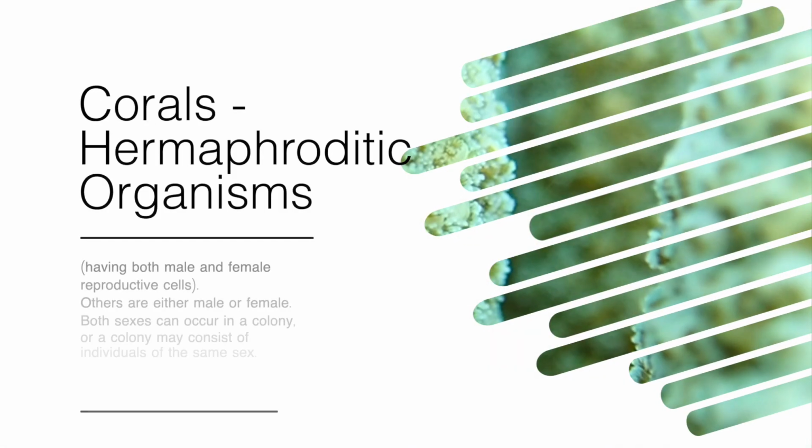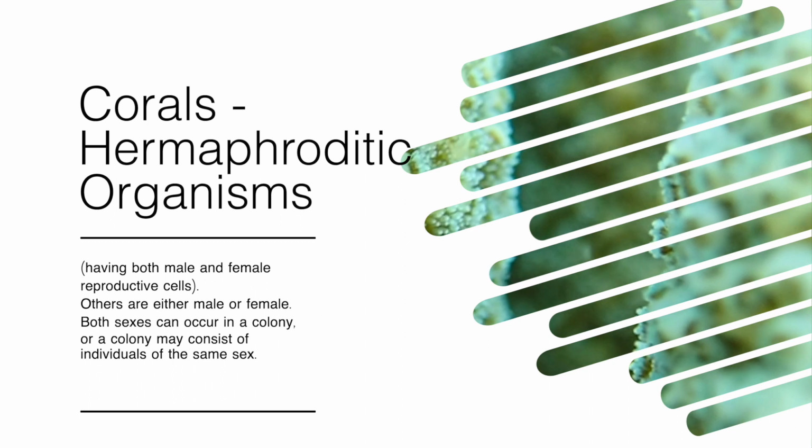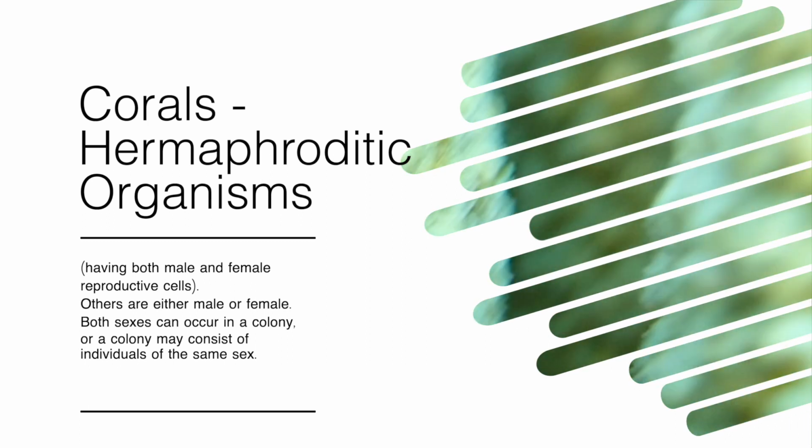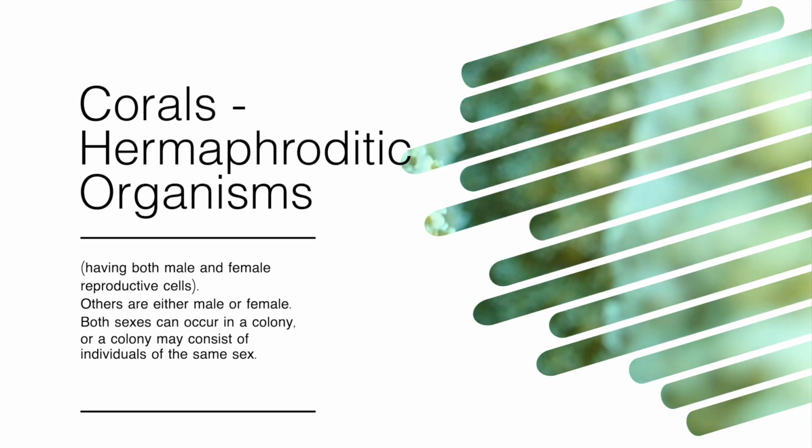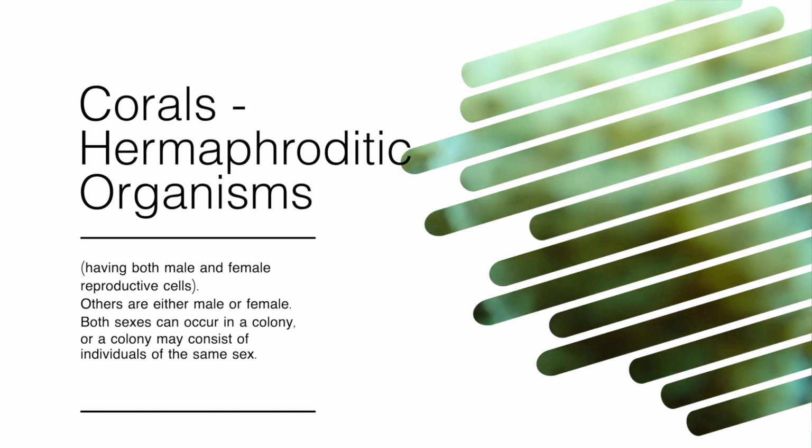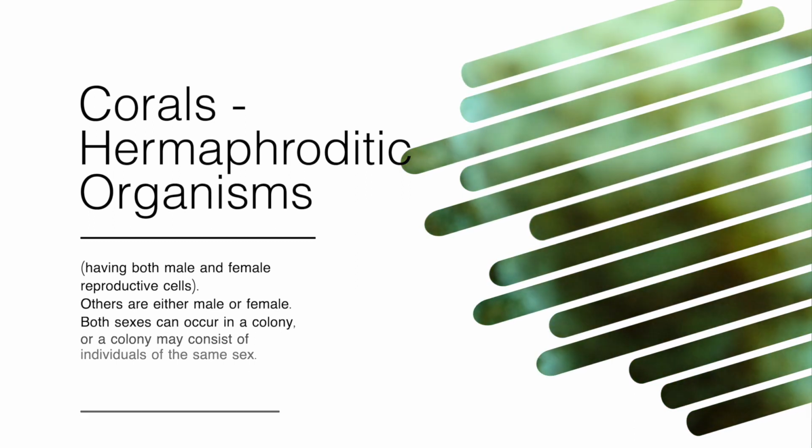Some corals are hermaphroditic, having both male and female reproductive cells. Others are either male or female. Both sexes can occur in a colony, or a colony may consist of individuals of the same sex.